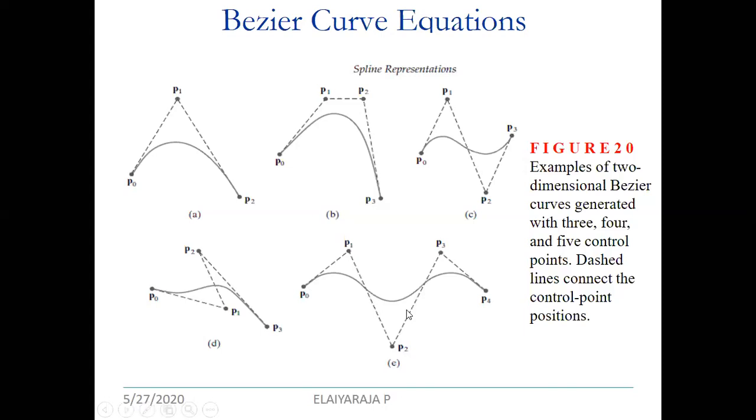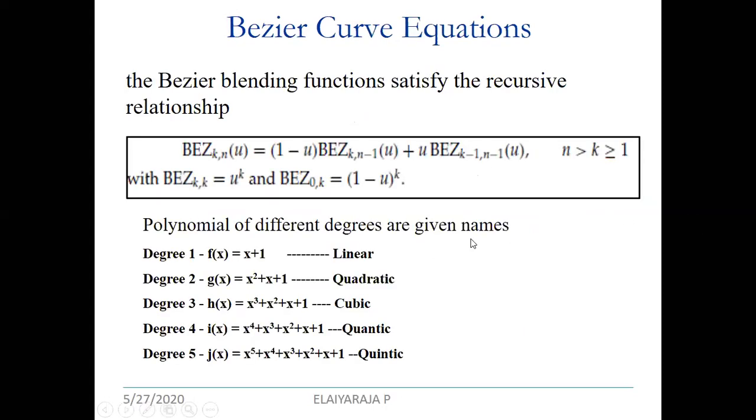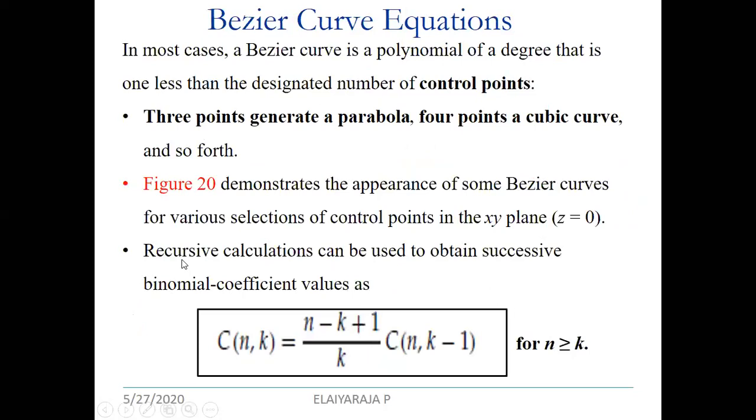Okay, you can see that polynomials of different degrees are given names, where degree 1 is the linear equation, degree 2 is quadratic, degree 3 is cubic, degree 4 is quartic, and degree 5 is quintic. Okay, this degree we will write as n, the number of control points, minus 1.